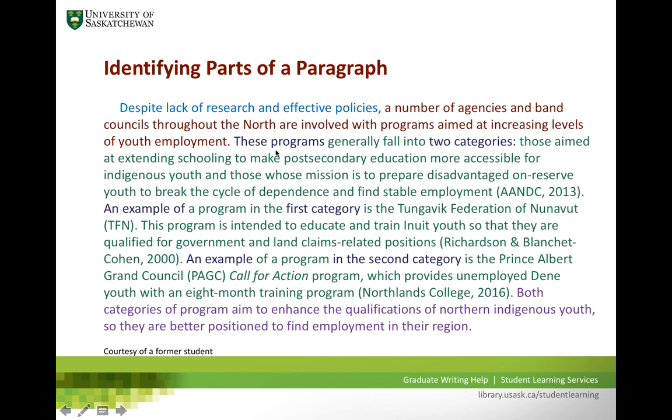Then we have our signal words, these programs, which guides the reader. It tells the reader that you're talking about the programs that were just mentioned in the topic sentence. Two categories, so the reader is clear about how many there are. And then we have an example, and we have the first category, another one, an example in the second category. So all of those signal words guide the reader through the paragraph.